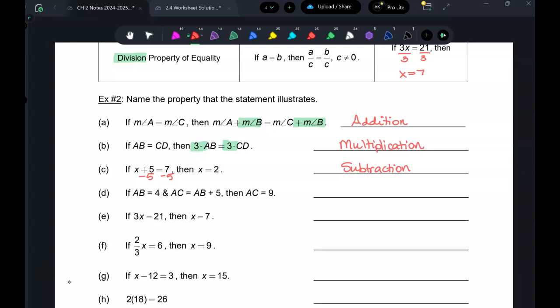Okay, next one. If AB equals 4 and AC equals AB plus 5, then AC equals 9. Addition? Because you add 4 and 5 together, and that makes 9. Okay, I'm going to draw something. Is that division? Maybe subtract? What am I doing?